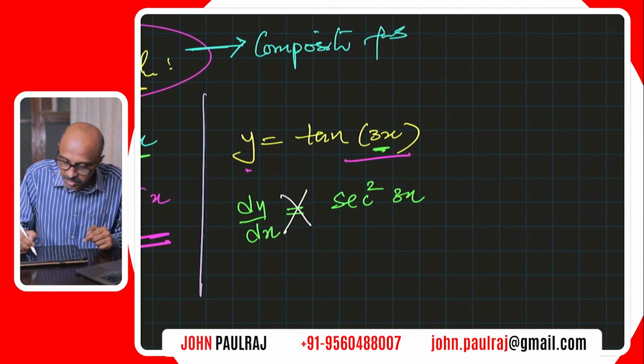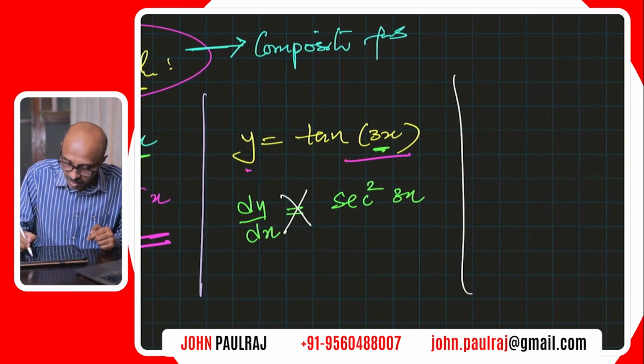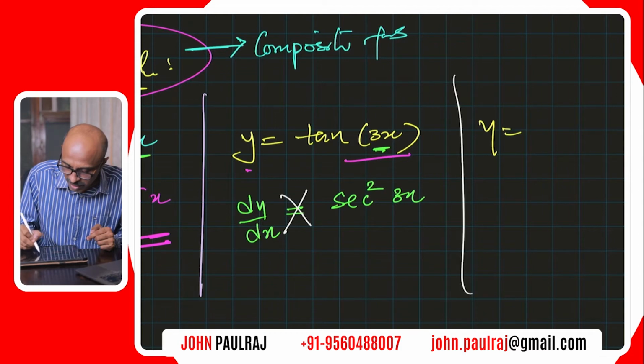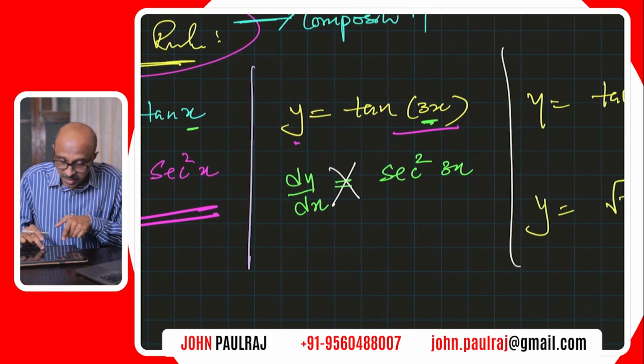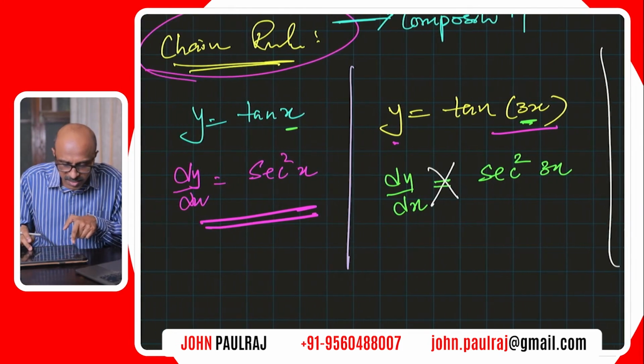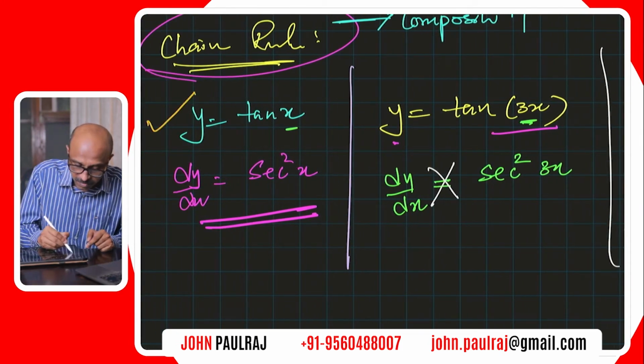So other examples would be, using the same idea, if you had y is equal to, let's say, tan of the square root of x, or if you had a function which says the square root of tan of x. These are all examples of the composite function. It looks the same. This is a standard rule.